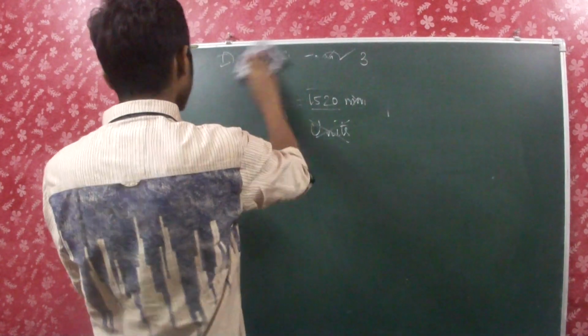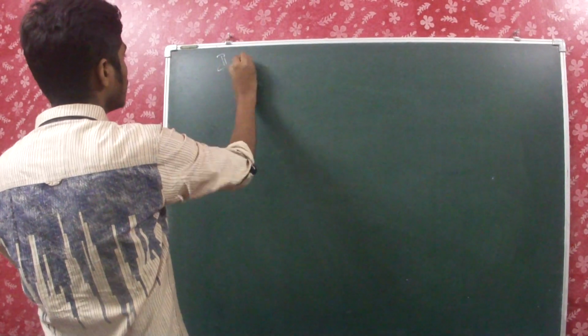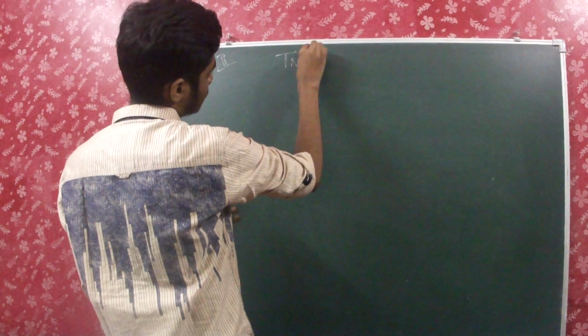Okay, so this is one thing which we have to know. And then the second thing which we have to know is about trailing zeros.